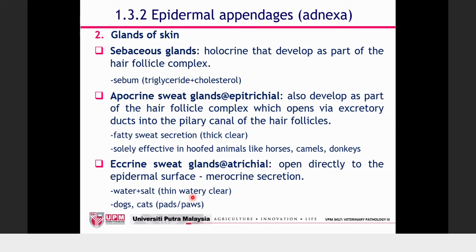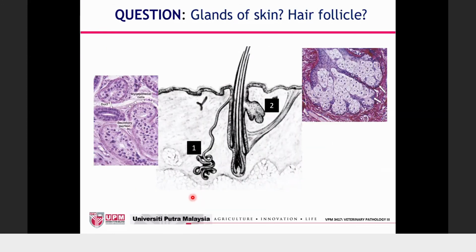All right. Question. You have diagram 1 here. Number 1 is labeled here and number 2 is labeled here. So which is which? Can you name the gland number 1 and number 2? Anyone?